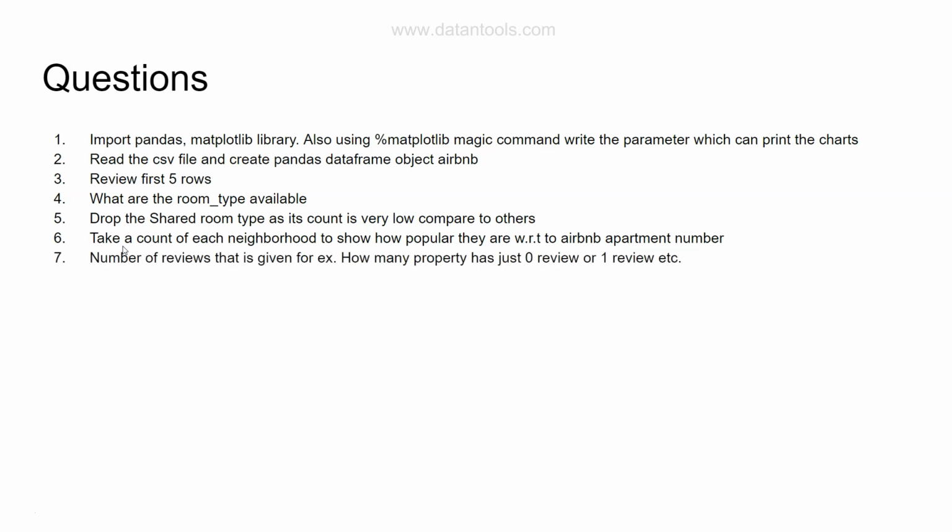After that, the number of reviews that is given for each property, like how many properties have just 0 reviews or 1 review, etc. So what you will have is basically the review count as the unique value and the respective number of properties in front of that. So for 0 reviews, let's say that means no review has been given to that property. Maybe there are like 1000 properties. For 1 review given, let's say there are 700 properties, and so on and so forth. So you need to create that count.